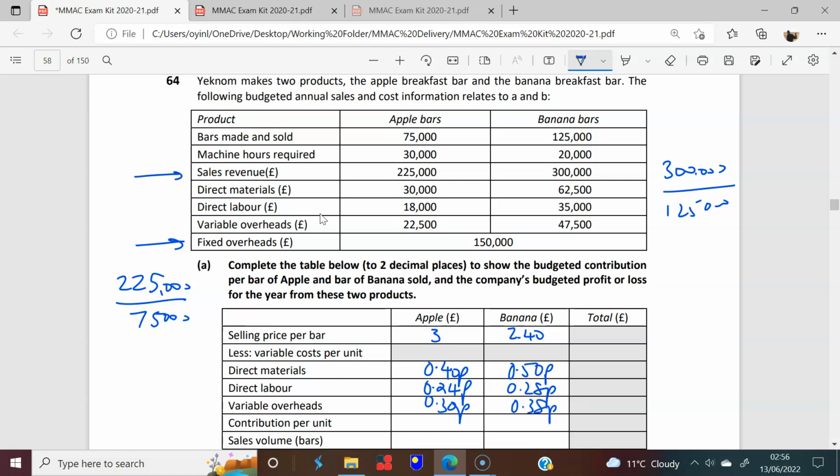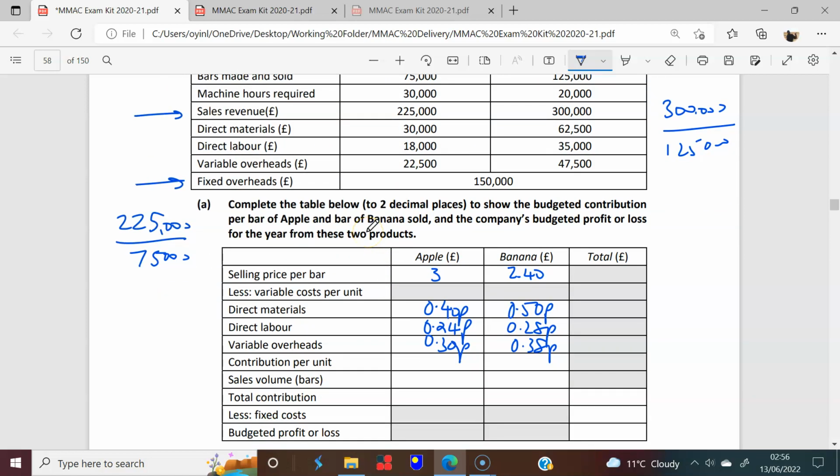Right, so what we can now find is the contribution per unit, which is the difference between the selling price and all these variable costs. So for the apple, we have 3 minus 40p minus the 24p minus the 30p, and so we have a contribution of £2.06. And here we have £2.40 minus the 50p minus the 28p minus the 38p, and that is £1.24.